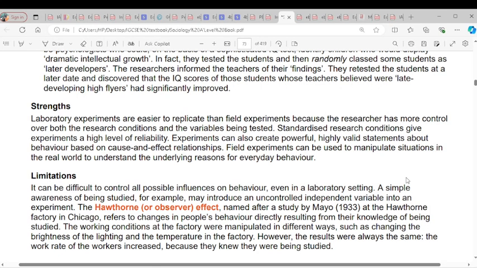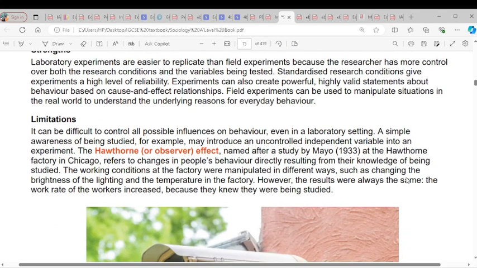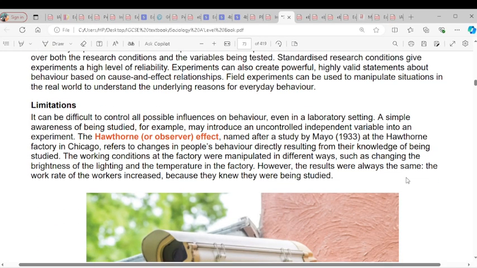So the Hawthorne effect means you understood that there is an external figure that does not belong to that group. As a result, you change your attitude or behavior. That is what the Hawthorne effect is about. You get it? Yes. Named after a study by Mayo in the Hawthorne factory in Chicago, it refers to change in people's behavior directly resulting from their knowledge of being studied.